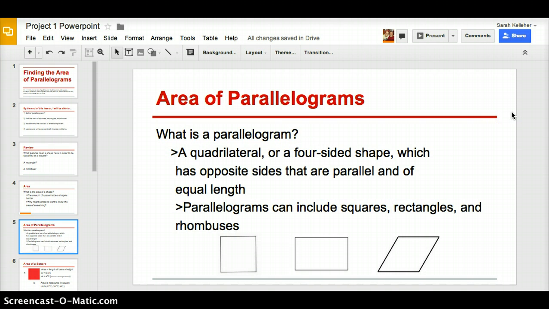We're going to be focusing on area today, but more specifically we're focusing on finding the area of parallelograms. But what is a parallelogram? A parallelogram is a quadrilateral, or a four-sided shape, which has opposite sides that are parallel and of equal length. Parallelograms can include squares, rectangles, and rhombuses.